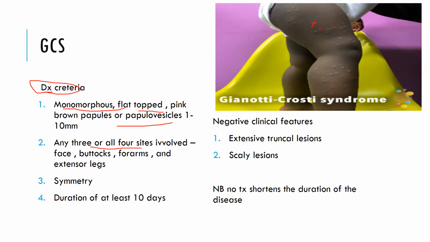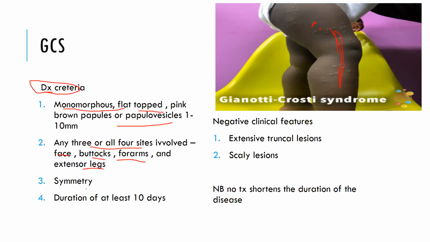Then the sites involved are usually 3 or 4 of all the following. Someone should have a rash on the face, the buttocks, the forearms, and then the extensor legs. So this is what you're seeing. This is the extensor part of the leg. This side is the extensor, this other side is usually the flexor.